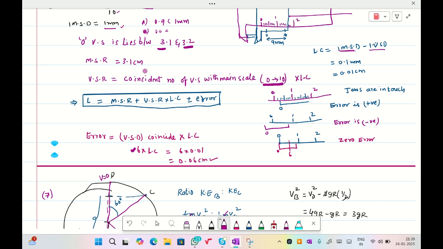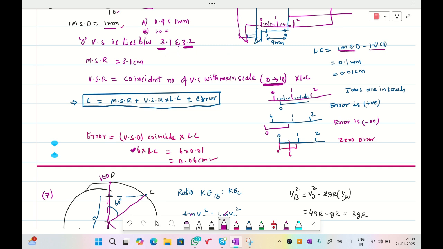Also, another one is there. Previously they asked like that. So here I'm recalling all the questions for upcoming exams, that's why. So here MSR is equal to 3.1 centimeter. You have to consider where the zero lies. Compulsorily, the zero of the vernier scale does not exactly coincide with any division of the main scale.